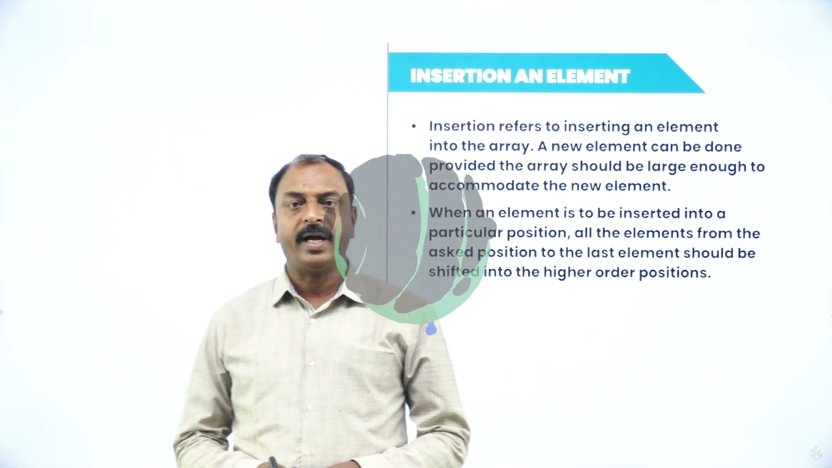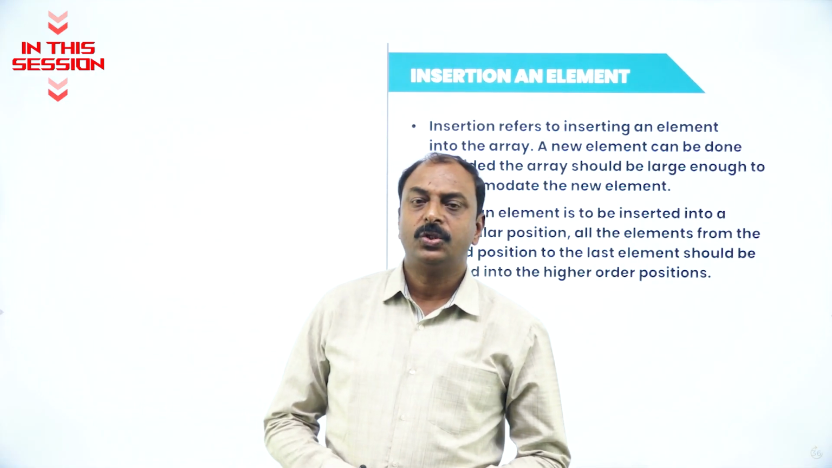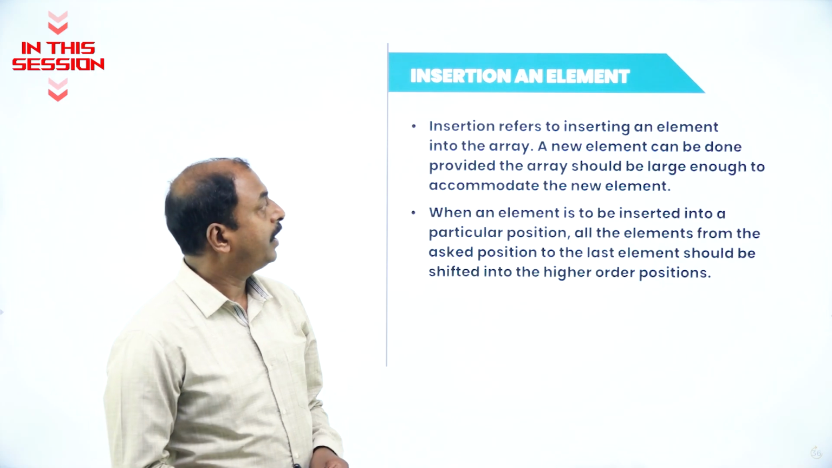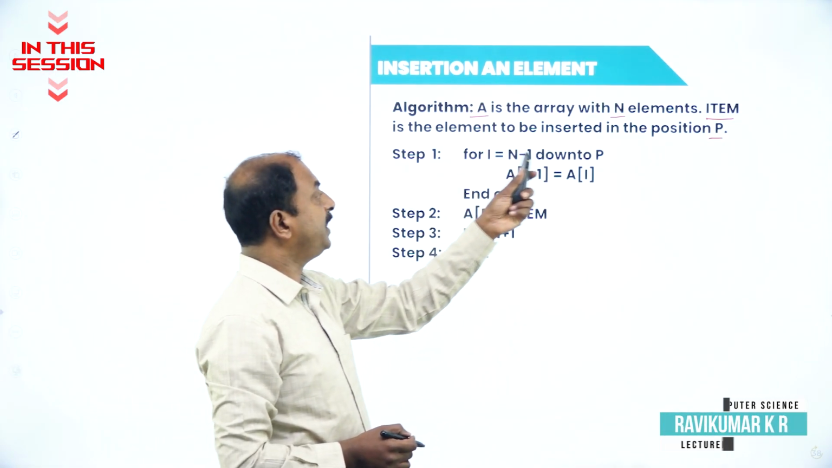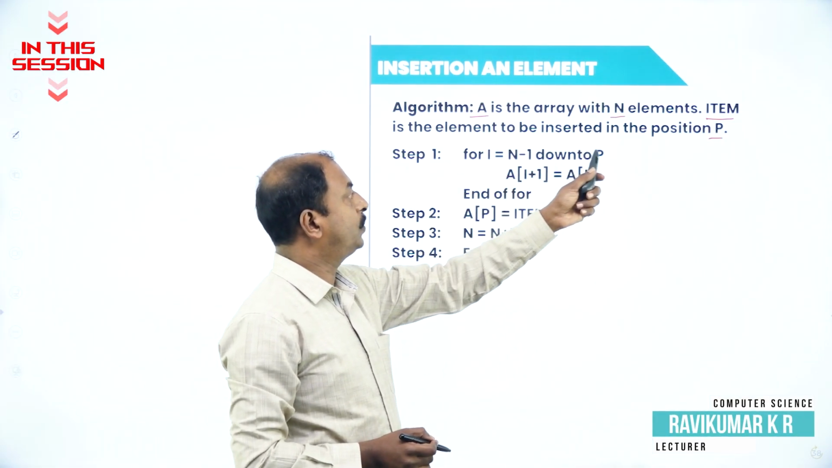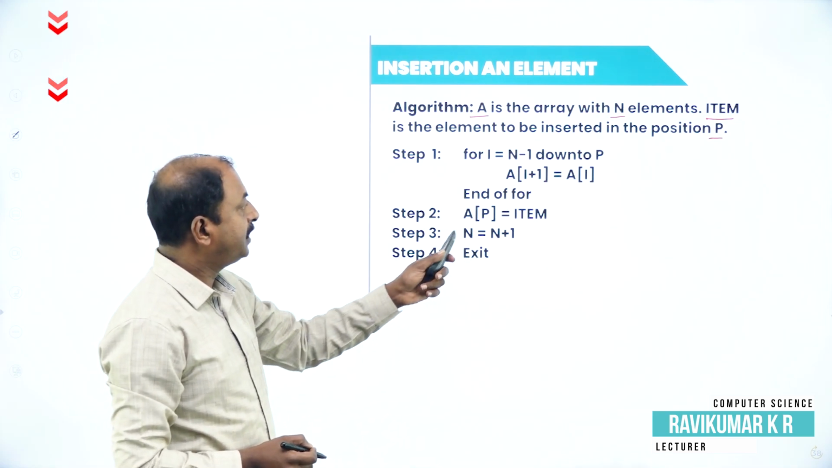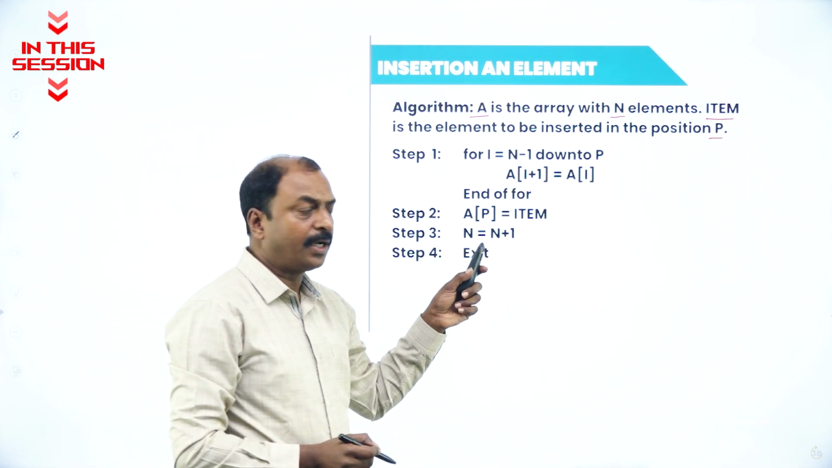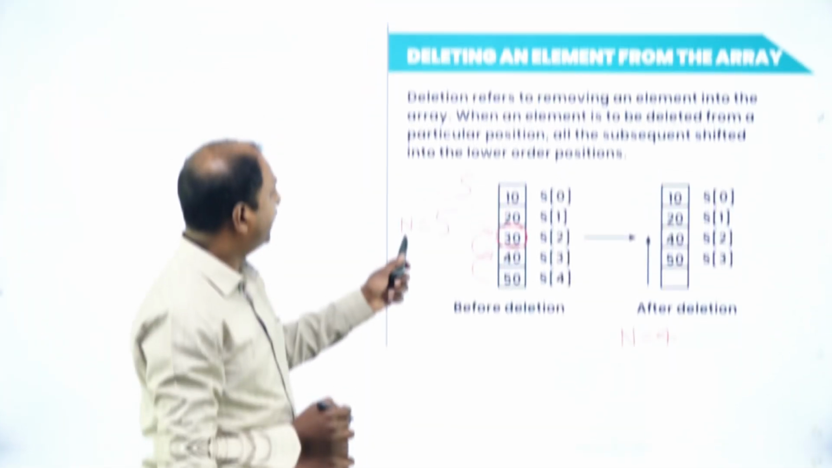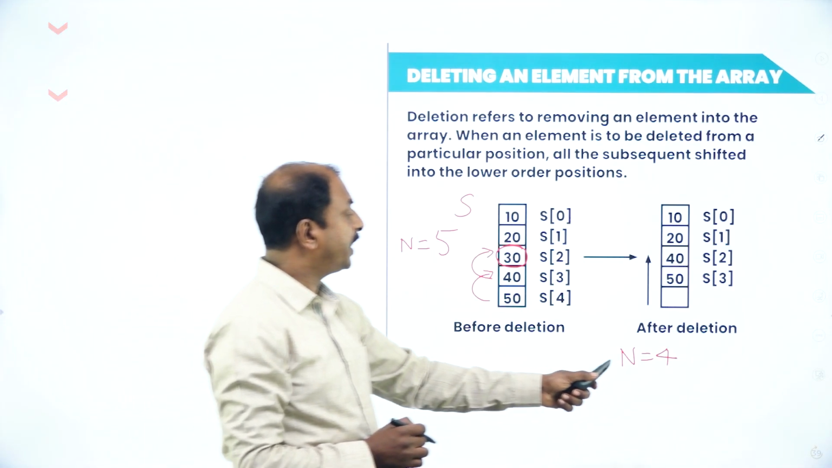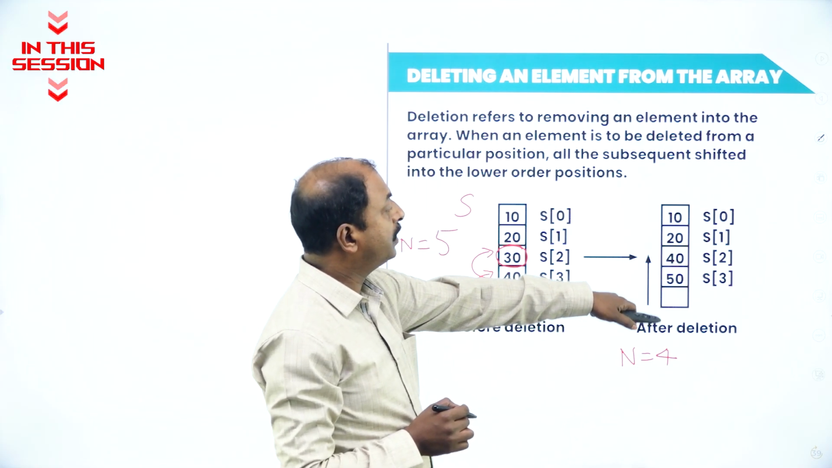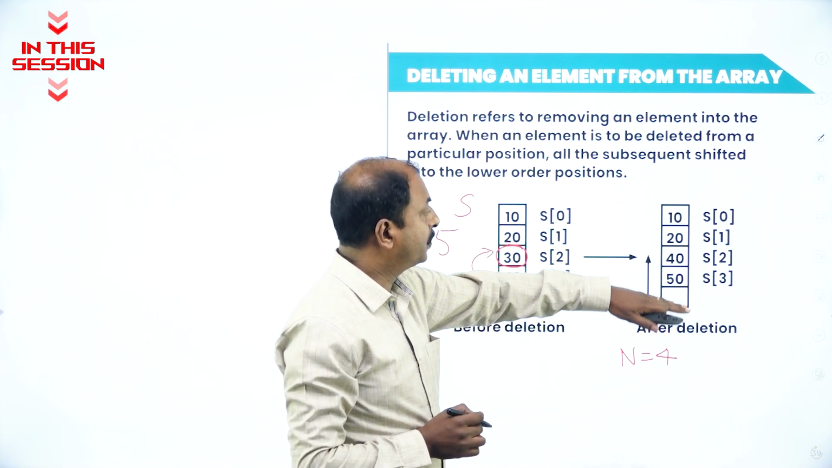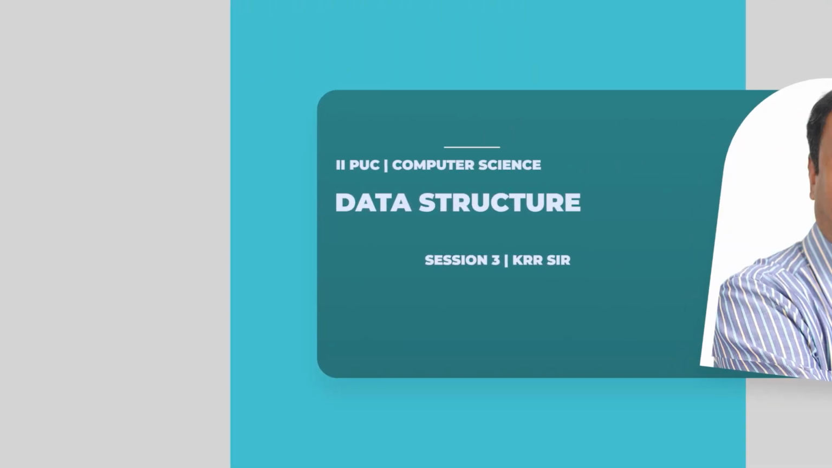If we want to add a new element into an array, we need to have enough space to accommodate the new element. Once we move the elements from n-1 to p, the next step is to insert a new data item at the position p. Size was 5, now size is 6, because we have shifted all the elements from lower order to higher order.